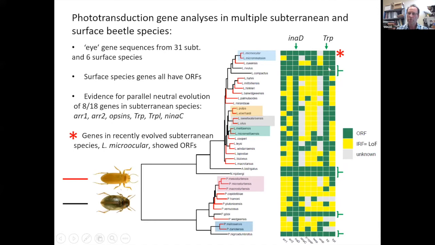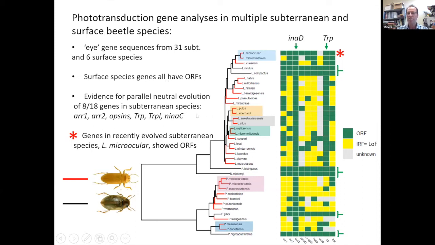And this is a tree showing the relationships among the species, and I've highlighted sister species among them. But if you notice on the graph on the right, the green indicates a complete open reading frame for the genes. Yellow indicates an interrupted reading frame, so loss of function mutations occurring. And we find in the case of the surface species that they show essentially open reading frames in all their genes. In the subterranean species, the vast majority have interrupted reading frames with a few exceptions. So INA D is a gene that is under purifying selection in these beetle species.